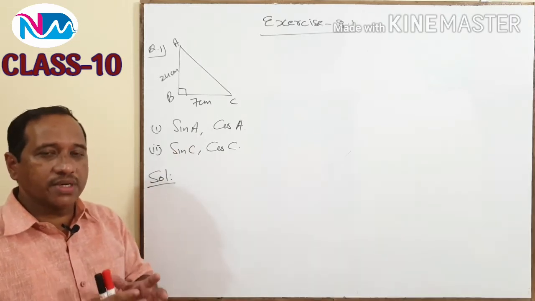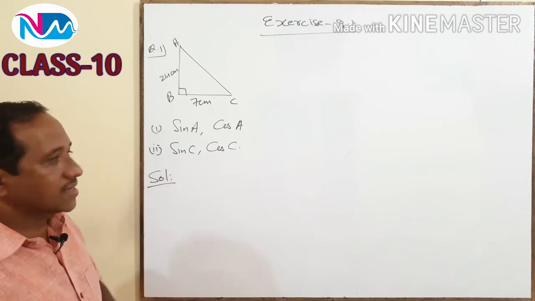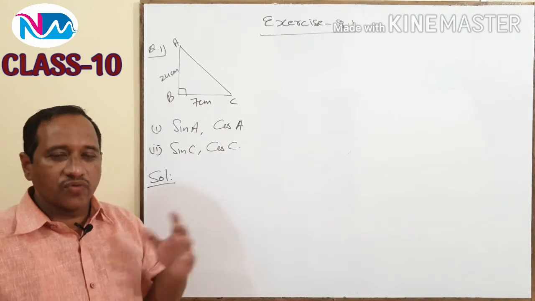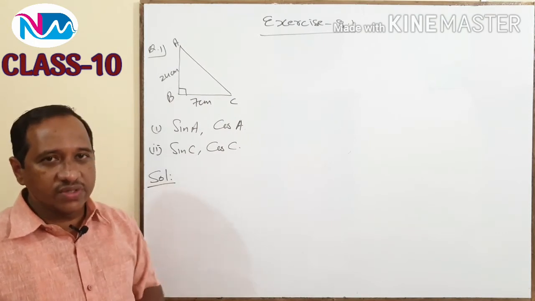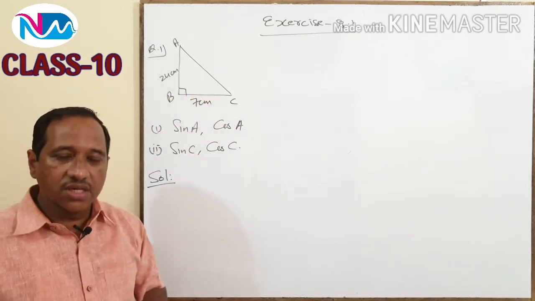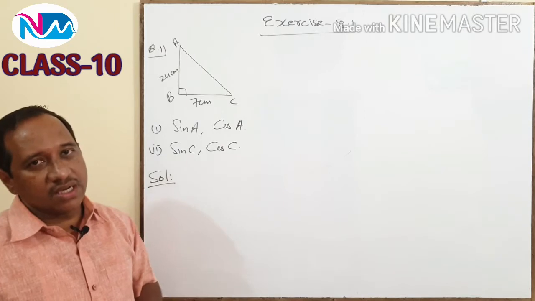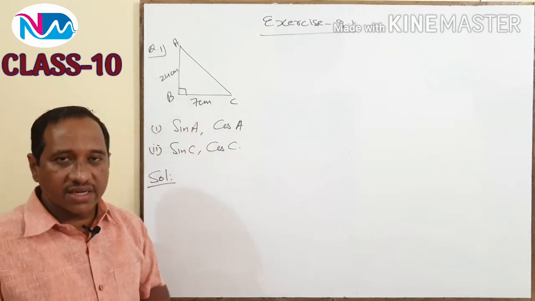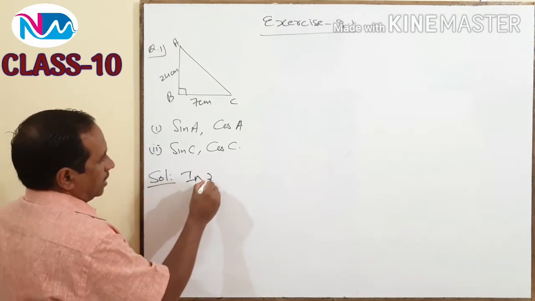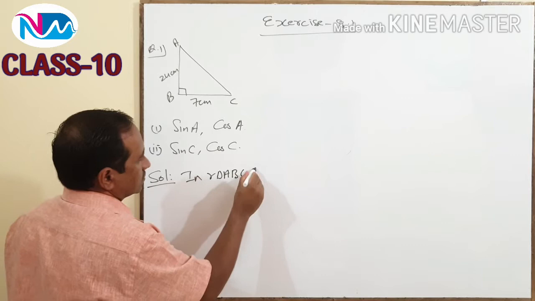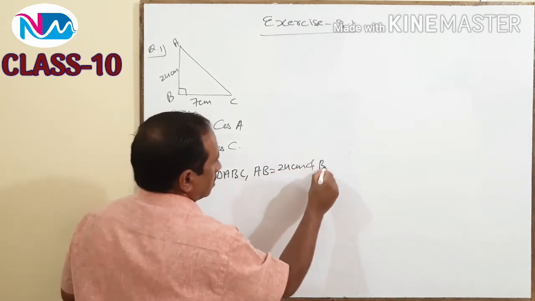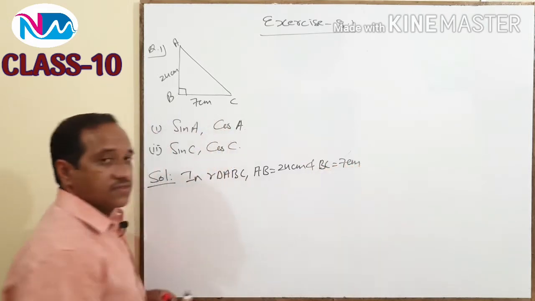We have to find the trigonometric ratios of the right angle triangle with respect to the acute angle A and acute angle C. To find the trigonometric ratios, we always need the hypotenuse. Here for the right angle triangle ABC, the hypotenuse is not given. We will use Pythagoras theorem to find the hypotenuse AC of the right angle triangle ABC. In right triangle ABC, AB is equal to 24 centimeter and BC is equal to 7 centimeter.